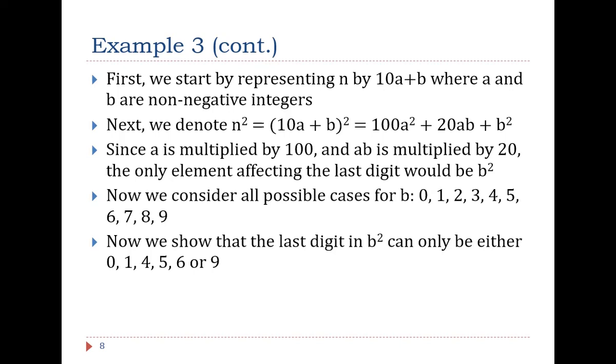Just to make explicit, b would be the last digit in n itself. Now, calculating n squared shows you that the rightmost digit in n squared is influenced by the value of b squared, because the rest is equal to 10 times something. It's actually 10 times (10a squared plus 2ab).